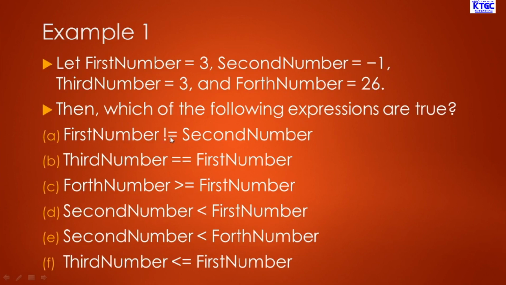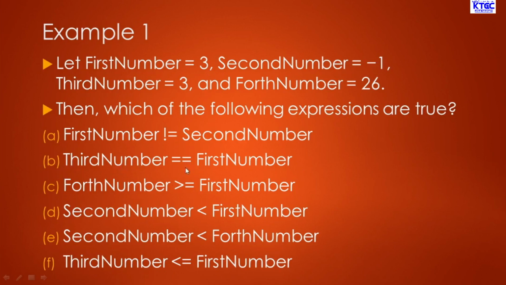A: first number is not equal to second number. Is it true or false? If it is true, tell me it's true. If it is false, tell me it's false. First number is not equal to second number. Now let's check. The first number is 3. The second number is -1. So this is true, because the first number is actually not equal to the second number. 3 is not equal to -1. So here is true.